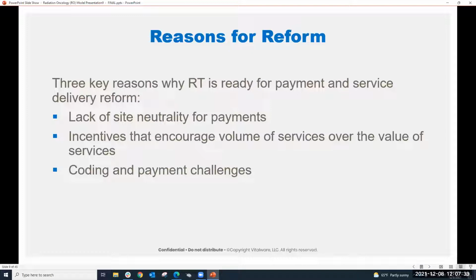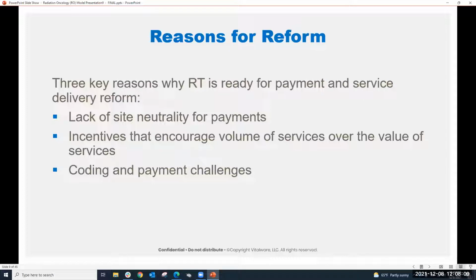Secondly, we have incentives that encourage volume of services over the value of services. Because other payment methodologies are used, and the ones that are used are resource-based systems currently, higher payment rates are assigned to services that use more expensive equipment or higher volume of patients. Research shows that this may encourage the use of certain modalities over others, which could be problematic if the incentives don't align with your evidence. So you can see how that would be an issue.